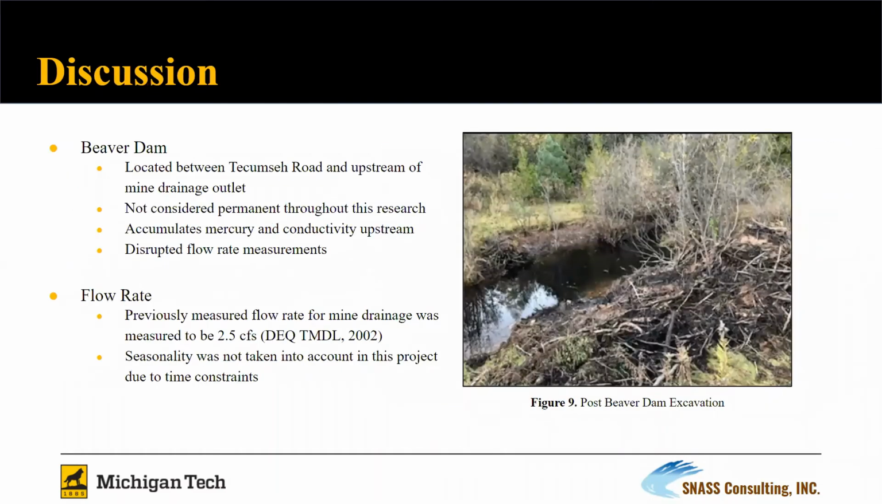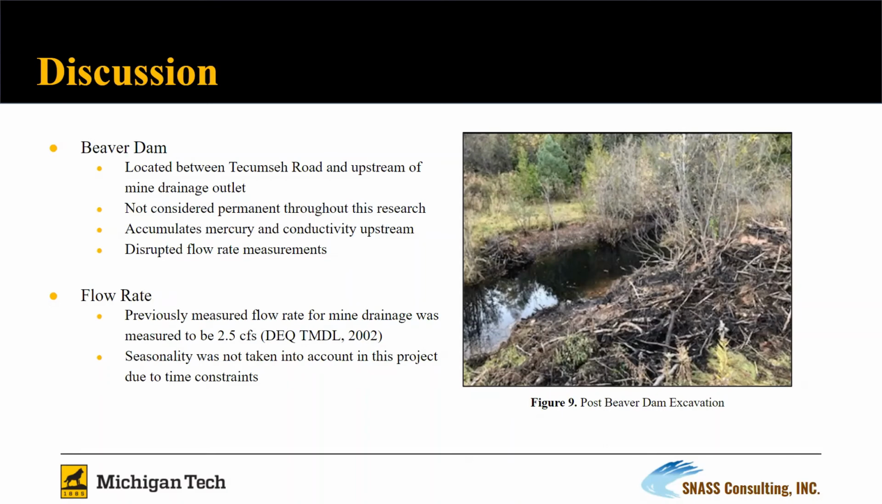So there are some other things to consider. There was a beaver dam between Tecumseh Road and the mine drainage outlet. This created some issues. It disrupted flow rate measurements, and it may also be the reason why accumulated mercury and conductivity levels were found upstream. Although these were currently there, they're not considered permanent throughout the research of us and other consulting firms.